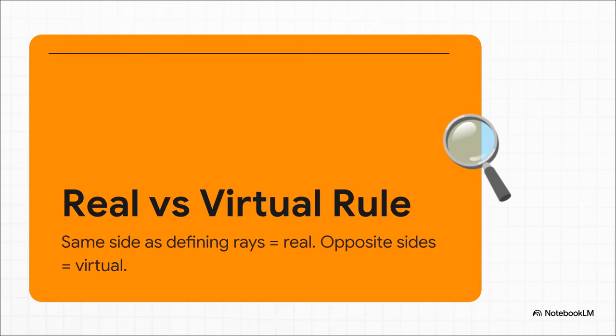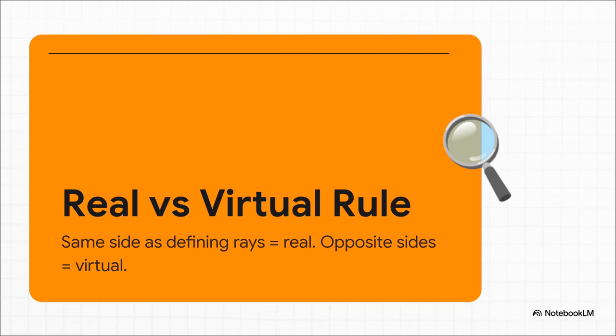Don't waste time memorizing 100 complex examples. Just remember this really simple heuristic. Same side equals real, opposite side equals virtual. What exactly do I mean by that? Well, look at your object. Are the physical light rays on the same side of the lens as the object itself? If yes, the object is real.